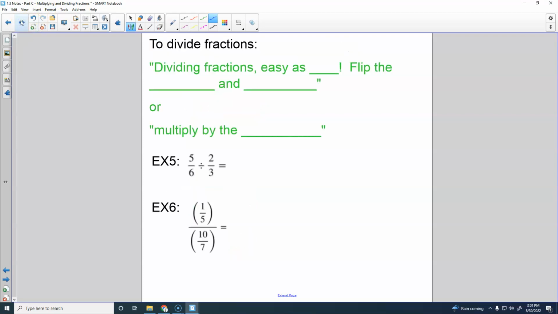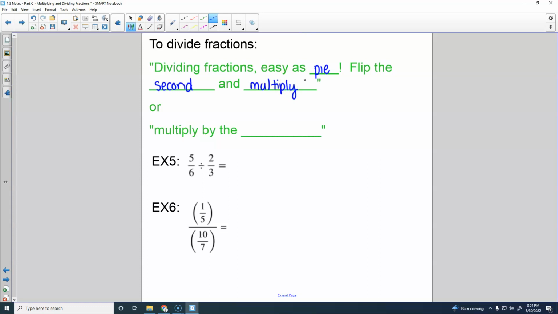All right, this is a phrase I probably say more often than really any other phrase that I say all day long. So, dividing fractions, it's easy as pie. Flip the second and multiply. You'll probably hear it lots of times.